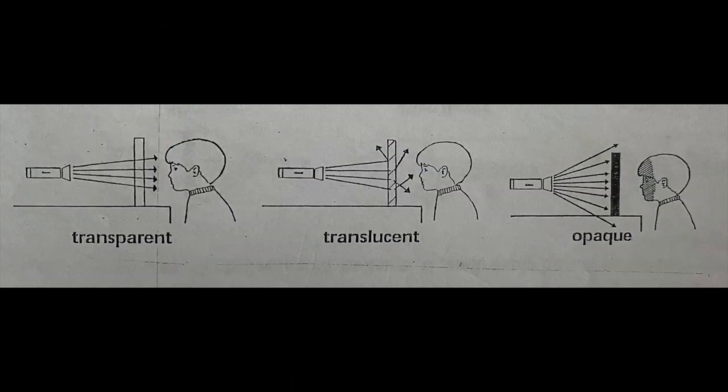So we talked about transparent, translucent, and opaque materials before. Remember, transparent objects transmit light. Light goes right through them. They are clear objects. Translucent objects scatter that light, so only some of the light is transmitted. But opaque objects block that light or absorb it, and that's why we get shadows.